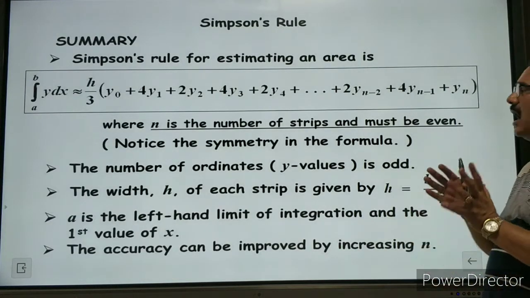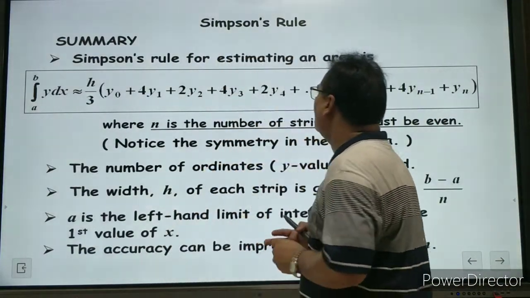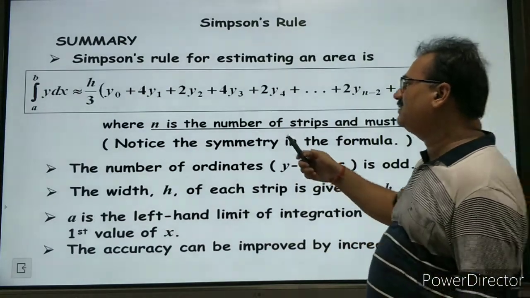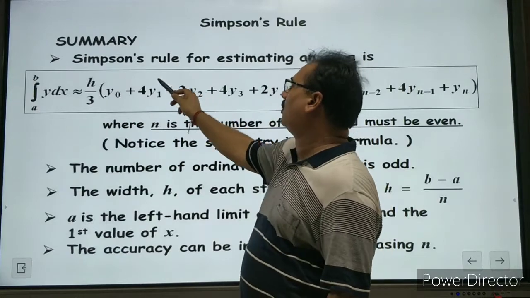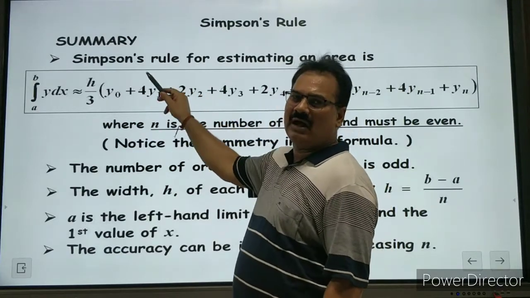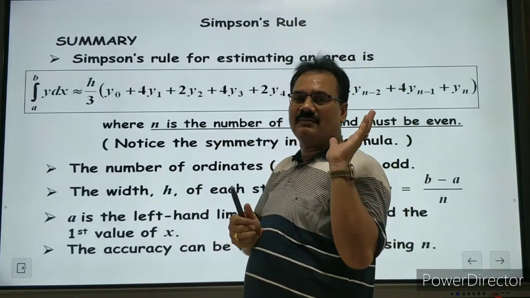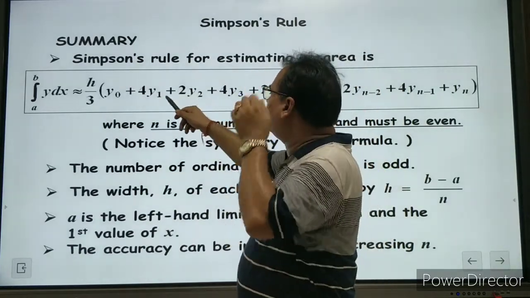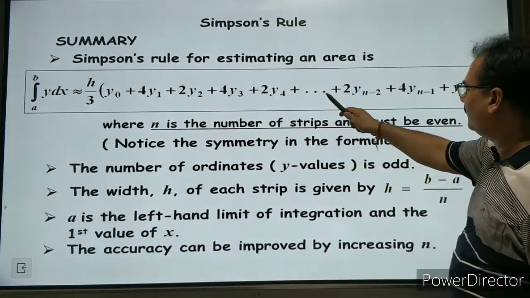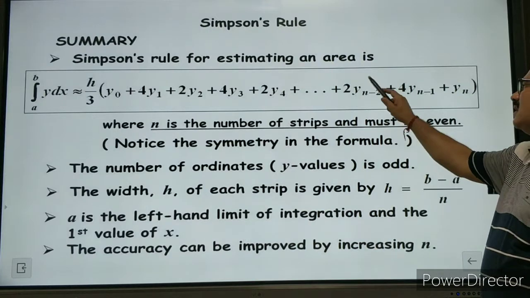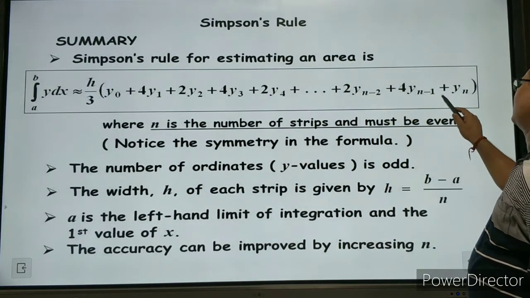So what is the summary, how do you have to remember it, and what is the formula? Here, Simpson's rule for estimating the area, the integral from a to b of y dx, is equal to h by 3 times (y0 plus 4y1 ... After summing all the ordinates, as I showed in the case of the trapezoidal rule, here you will get 4 times y1 plus 2 times y2 plus 4 times y3 plus 2 times y4 and so on. The general term you can note down: 2y(n-2) plus 4 times y(n-1) plus yn.